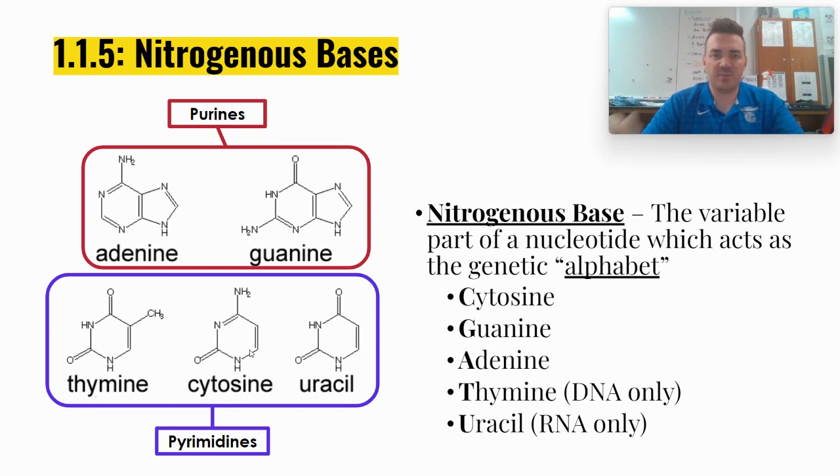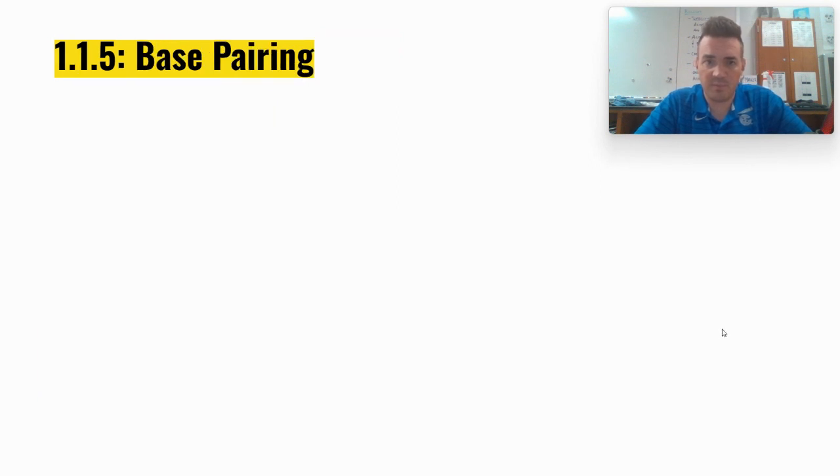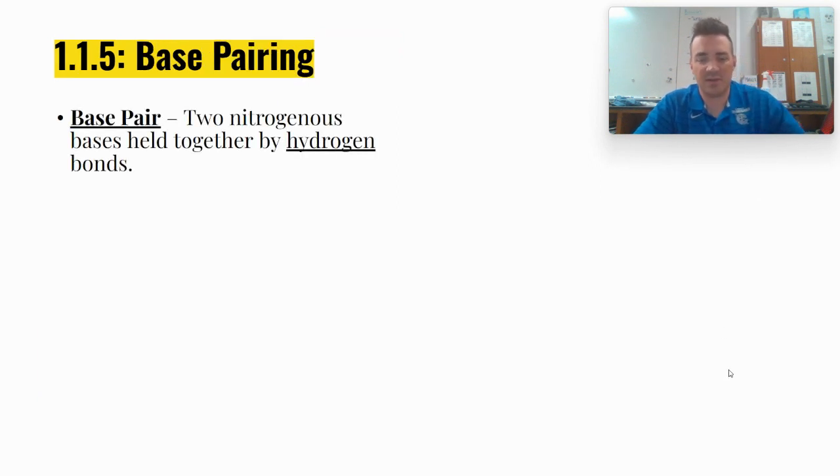The way that I remember that is when I think of a pyramid has 1 point at the top, right? There's 1 point at the top of a pyramid, just like there's 1 ring in the pyrimidine bases. And the way these pair up is purines always pair up with pyrimidines. So let's talk a little bit about those base pairs. A base pair is just when you have those 2 bases going together.